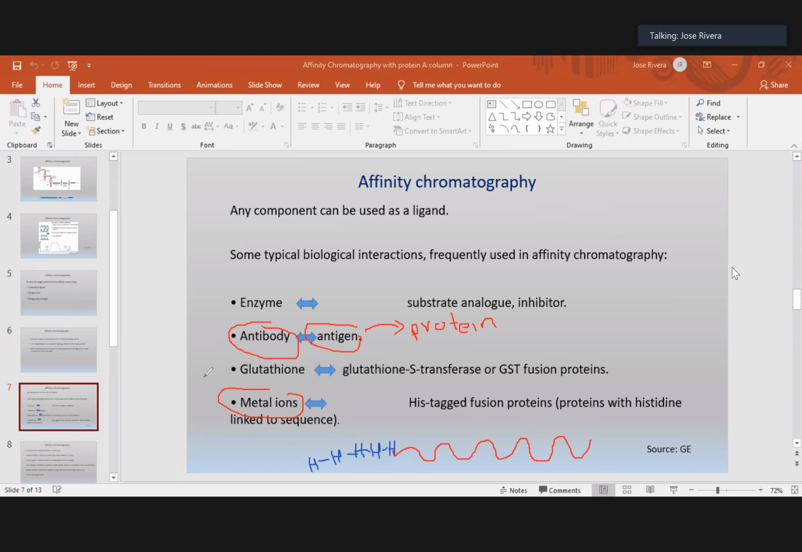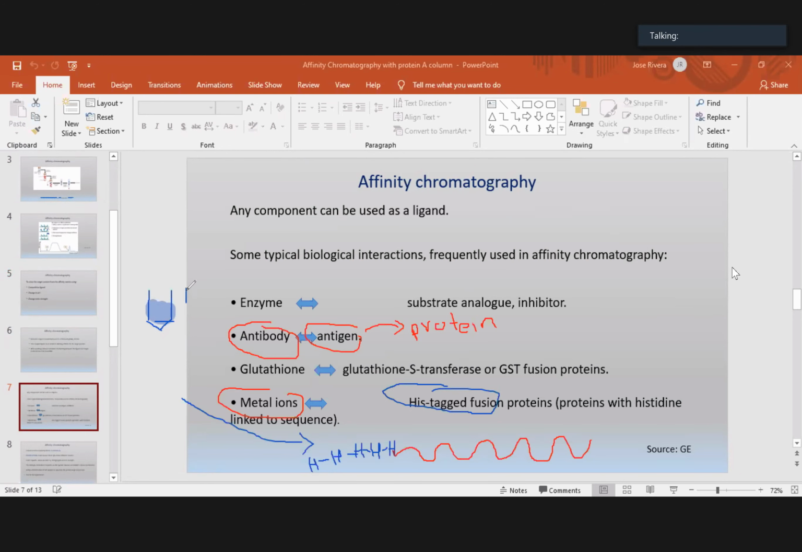And there is something called a column, the zinc column, that will bind the histidines specifically. Okay, so it's called the His-tag. Proteins are tagged with a His-tag. And so your protein that has these histidines will bind to this column here that is called the nickel column.